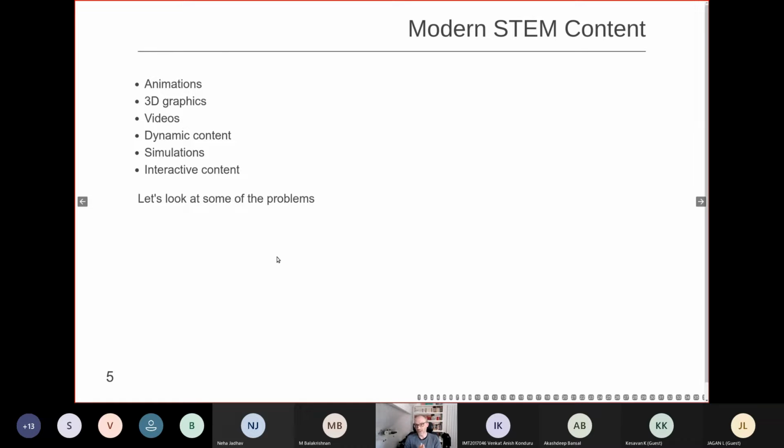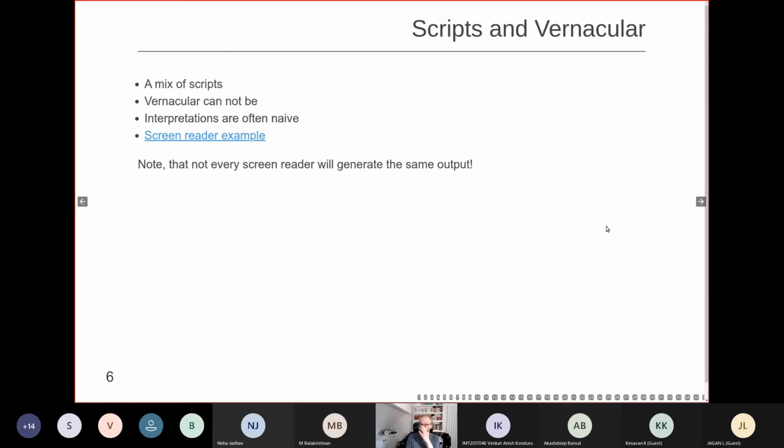Other things are dynamic content, so things that can change by user input, as well as by user expertise. You can have simulations and all kinds of other things. And we'll look at a few of these things and the accessibility problems in just a few slides.